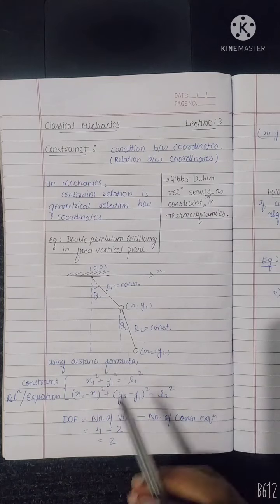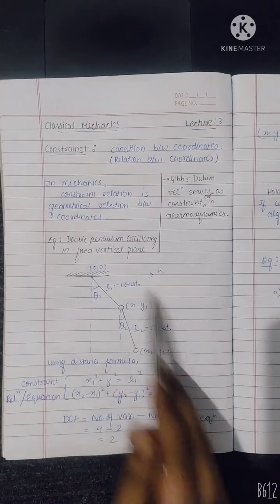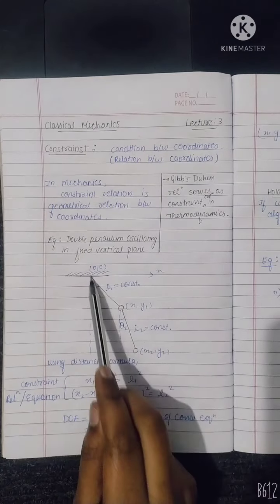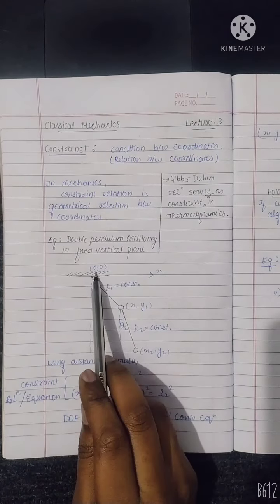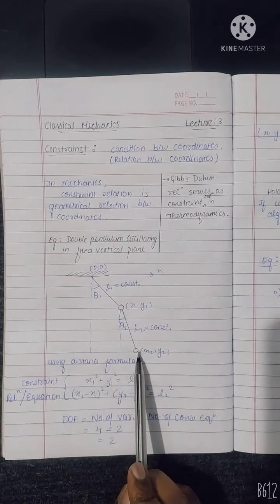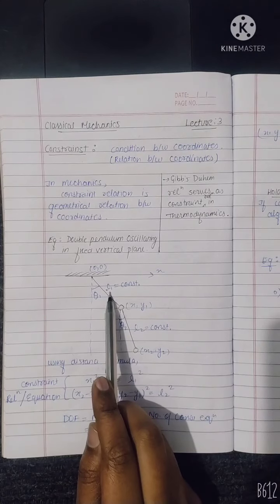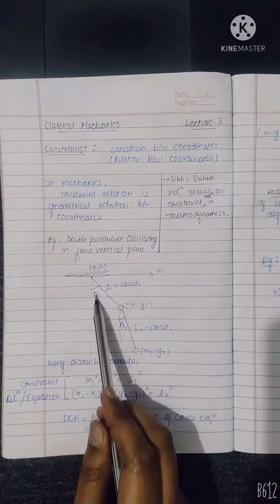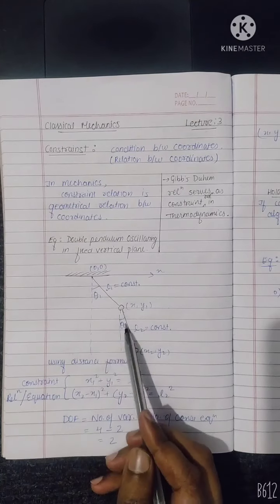Example, the double pendulum oscillating in a fixed vertical plane. It's the first pendulum and it's the second one. Let this be origin 0, 0. The coordinates of this bob be x1, y1 and the coordinates of this bob be x2 and y2. Let this length be L1, which is a constant fixed value, and L2 also a constant fixed value. The angles created by the normal are theta 1 and theta 2.